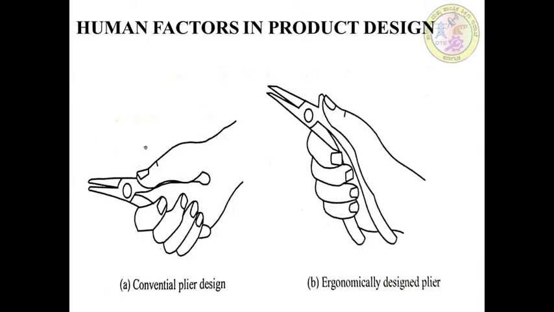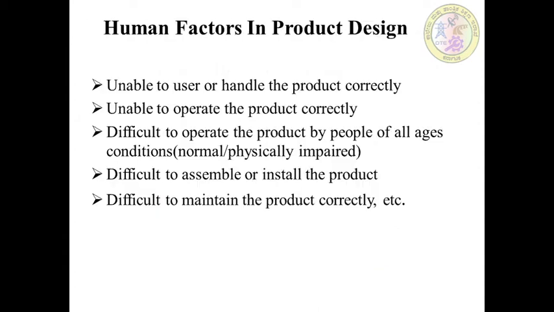Coming to the next concept, which is regarding human factors in product design, the product is designed to perform the desired task efficiently. Reliability and safety in the given environment are very important. However, in certain instances the design fails to support the end user due to faulty interaction between the user and the product.